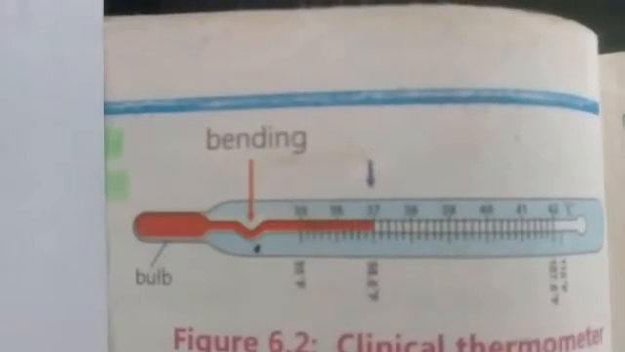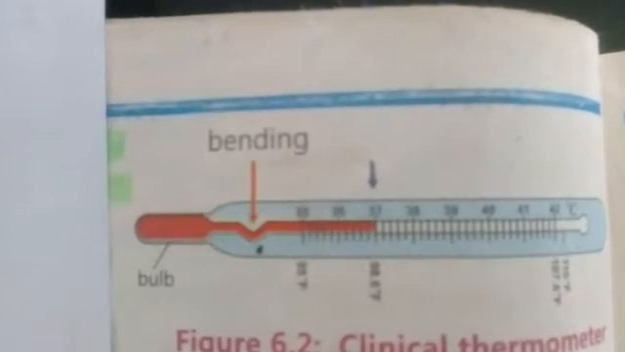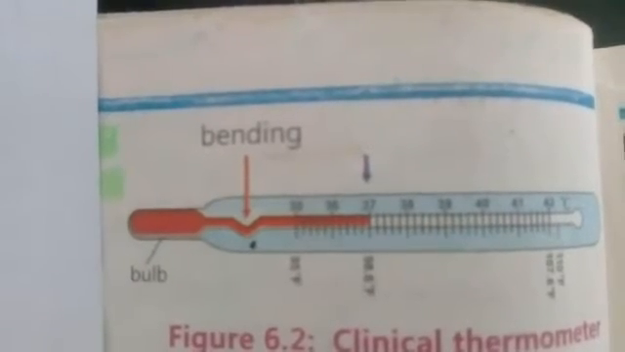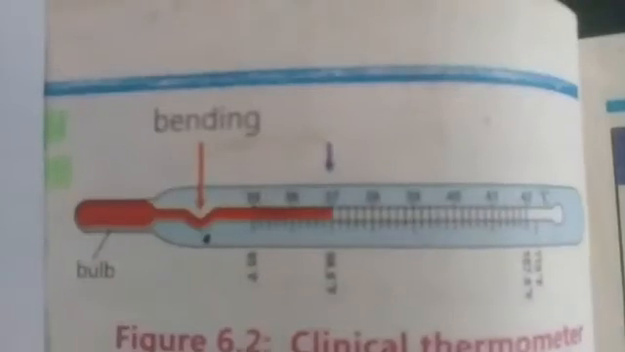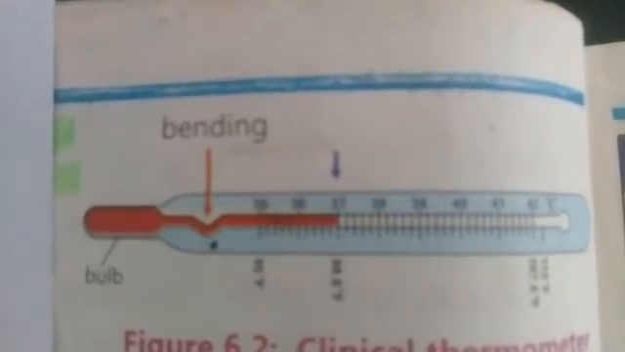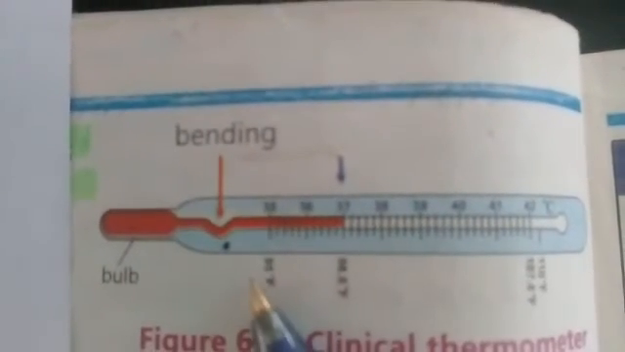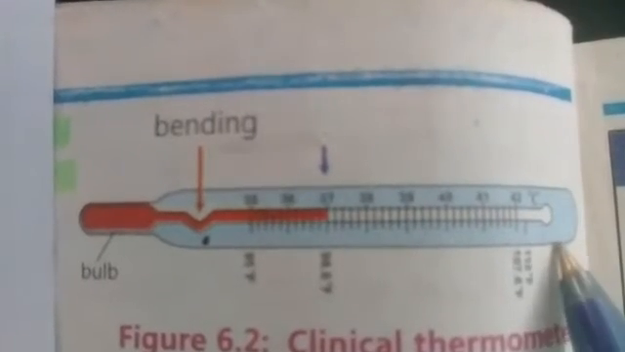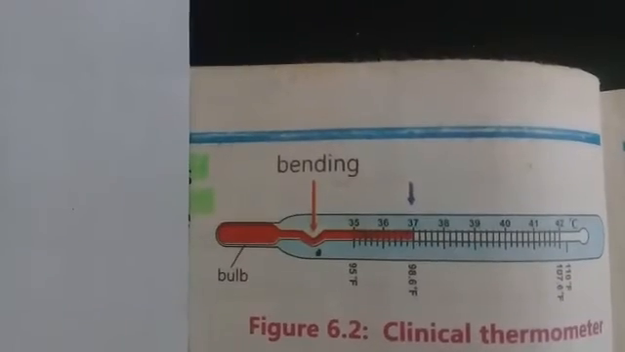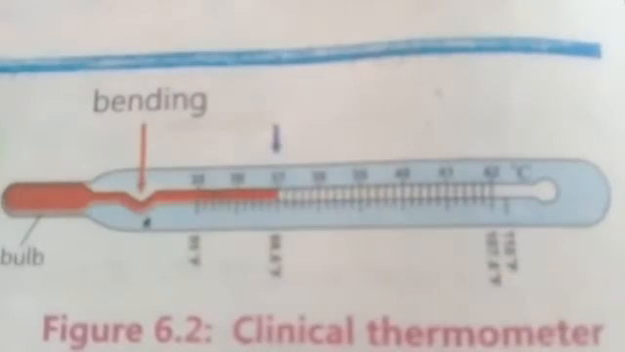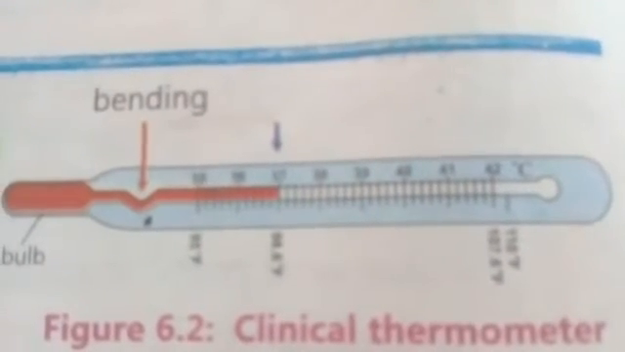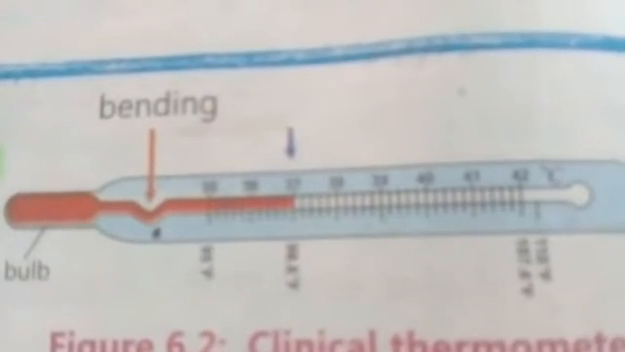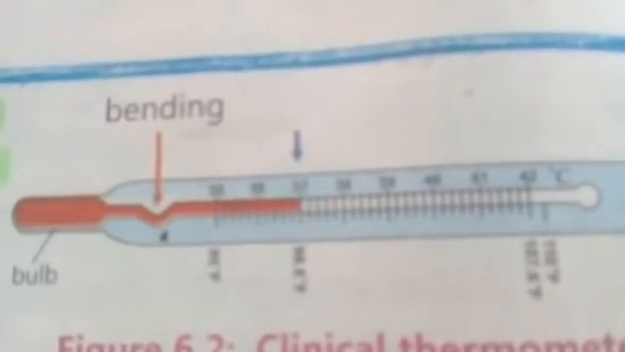The clinical thermometer is used to measure body temperature. However, a laboratory thermometer is not used for measuring body temperature. As you can see, the temperature range of a clinical thermometer starts from 32 degrees Celsius to 42 degrees Celsius. The normal temperature of a healthy human body is 37 degrees Celsius, as it is marked in the picture.